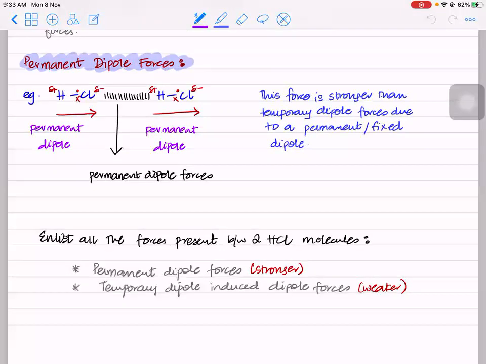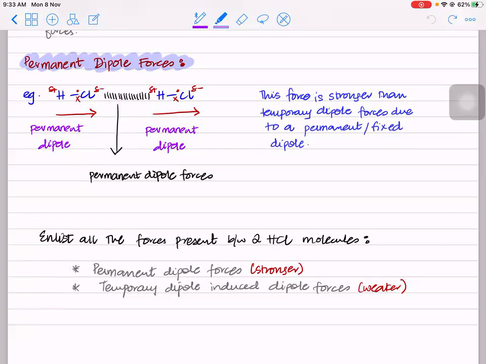Let's see permanent dipole forces. Now this is between polar molecules. Let's take an example of HCl. In HCl, you see Cl is more electronegative. So the electrons will lie closer to Cl, making this partial negative. This side becomes partial positive. No matter what you do, the electrons will always lie closer to Cl, giving you a permanent dipole here. And then another HCl will also give you a permanent dipole here. And between these two molecules, you will have permanent dipole forces.